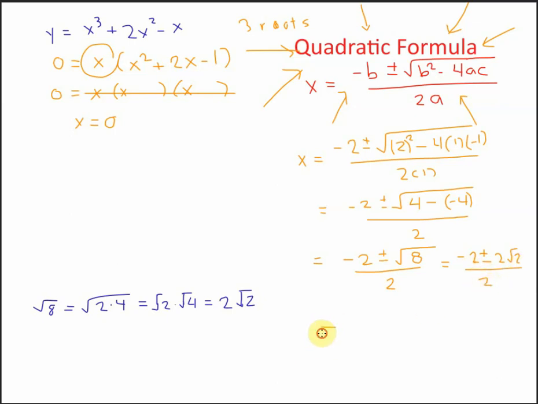Okay, so now we're going to simplify. If you notice, you have to divide both of these terms by 2. So we have negative 2 divided by 2, which is negative 1, plus or minus 2 square root 2 divided by 2, which is just the square root of 2. This means that these other roots are x equals negative 1 plus the square root of 2, and x equals negative 1 minus the square root of 2. Okay, so now you have 3 roots. These are your 3 roots. There's no multiplicity, and we are set.